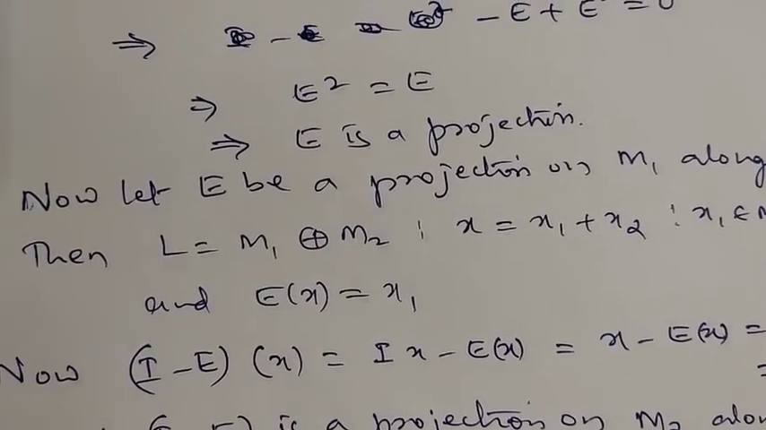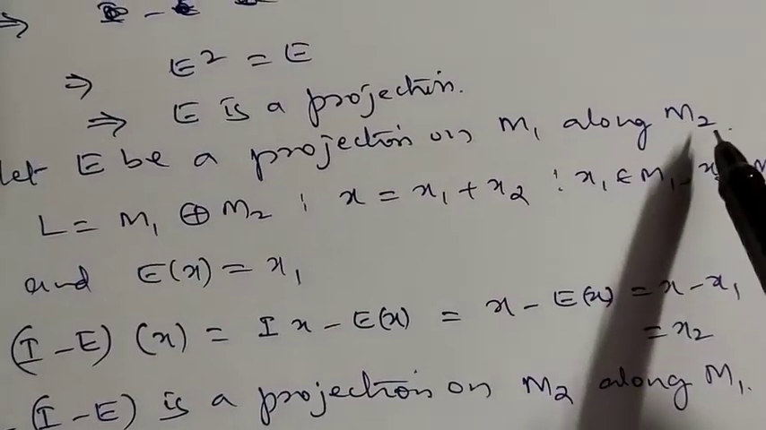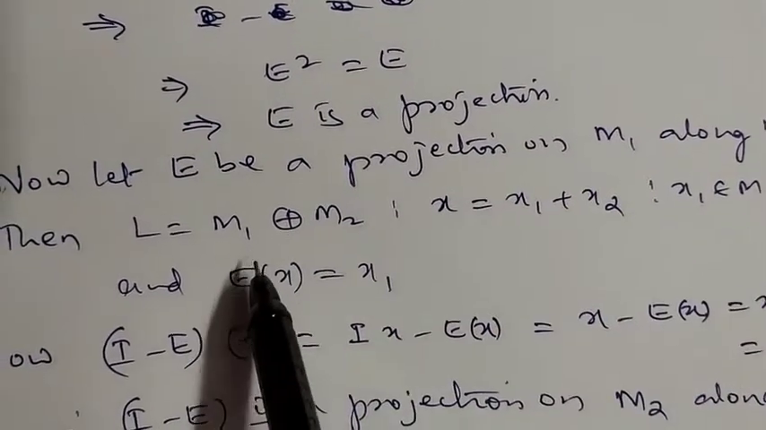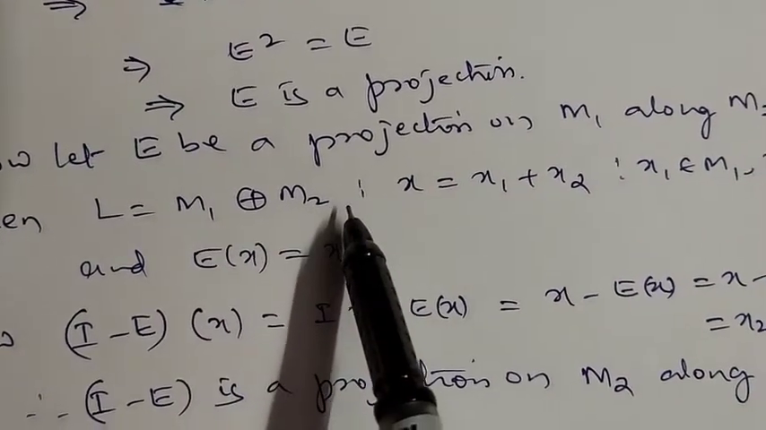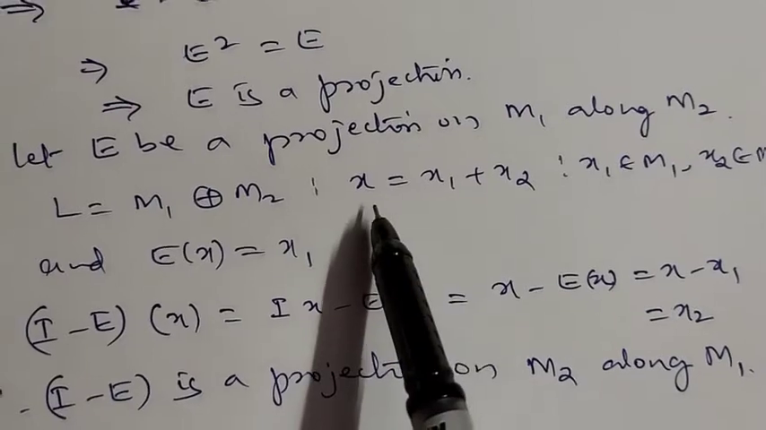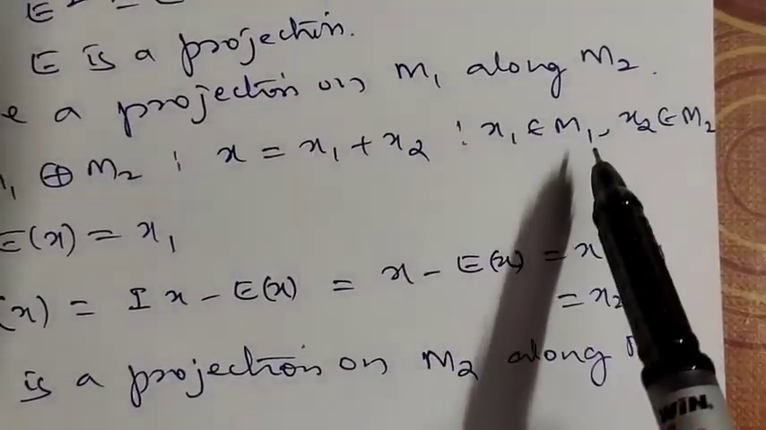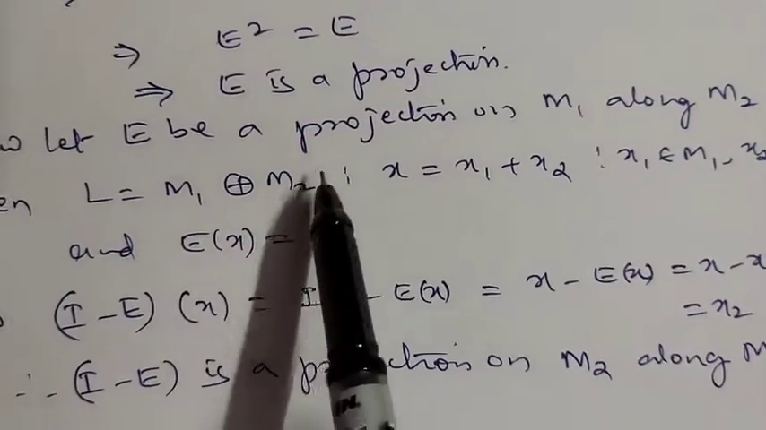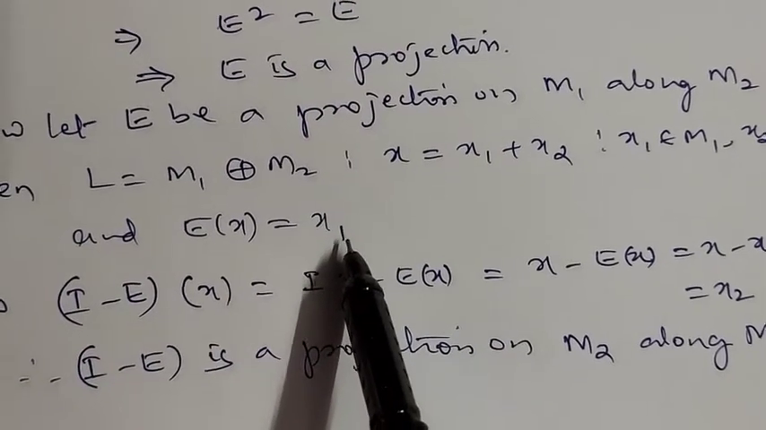So now let us take up: suppose E is a projection on M1 along M2. Then what will happen? L is the direct sum of M1 and M2. Definition you know it. And every x belonging to L can be written as x1 plus x2, where x1 is an element of M1 and x2 is an element of M2. And E is a projection on M1 along M2 means E of x is equal to x1.